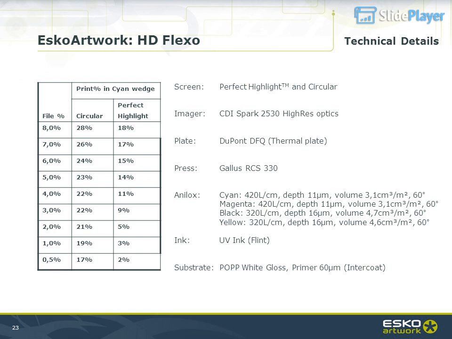degrees. Magenta, 420 lines/cm, depth 11 micrometers, volume 3.1 cubic centimeters per square meter, 60 degrees. Black, 320 lines/cm, depth 16 micrometers, volume 4.7 cubic centimeters per square meter, 60 degrees. Yellow, 320 lines/cm, depth 16 micrometers, volume 4.6 cubic centimeters per square meter, 60 degrees. Ink, UV ink, Flint. Substrate, PP white gloss, primer 60 micrometers, intercoat.